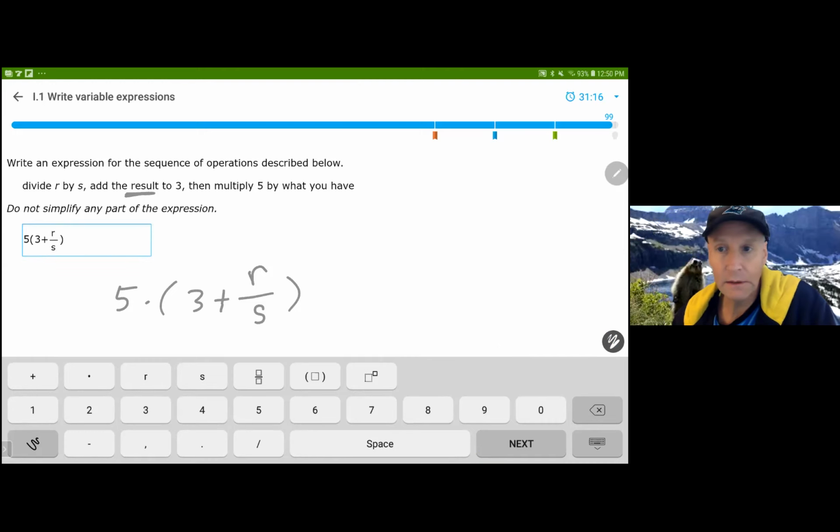So I hope you all got this really well and that you mastered it. Writing expressions is really important, writing variable expressions. It will help you a lot when you're doing word problems. Okay, good luck, guys. See you next time.